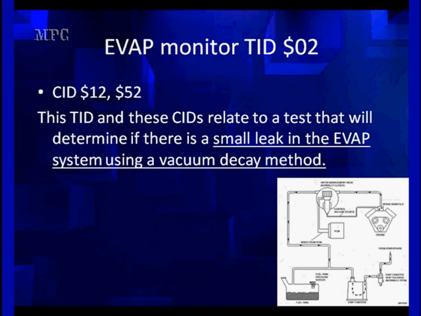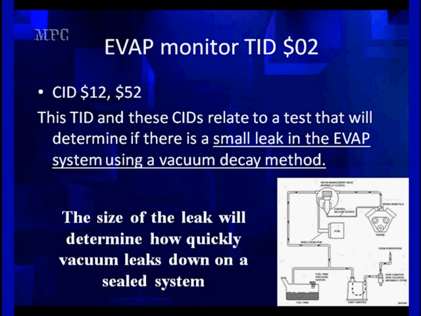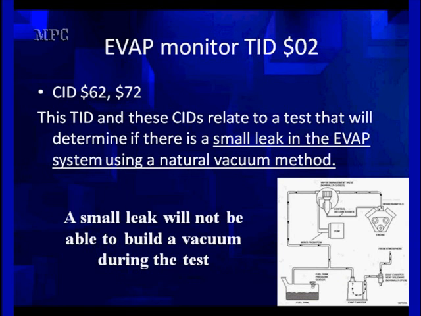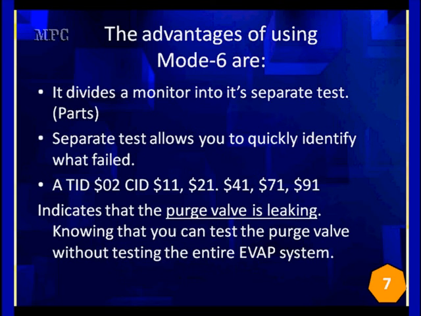12 and 52, small leak in EVAP system was found using the vacuum decay system. The size of the leak will determine how quickly vacuum leaks down on a sealed system, and we'll talk about that in detail. Small leak using natural vacuum. We cannot build a weak vacuum during the natural vacuum test if we've got a small leak.